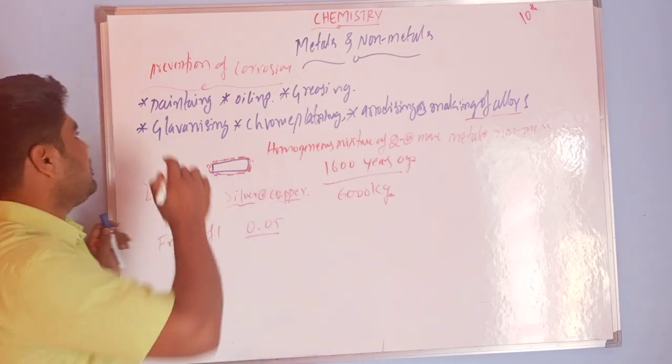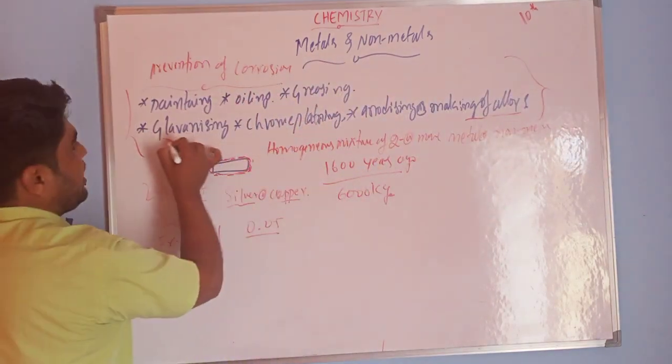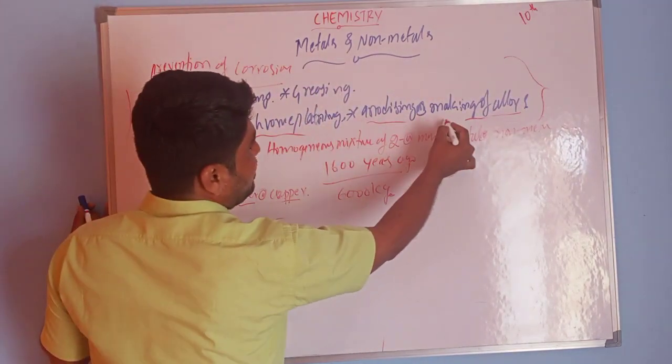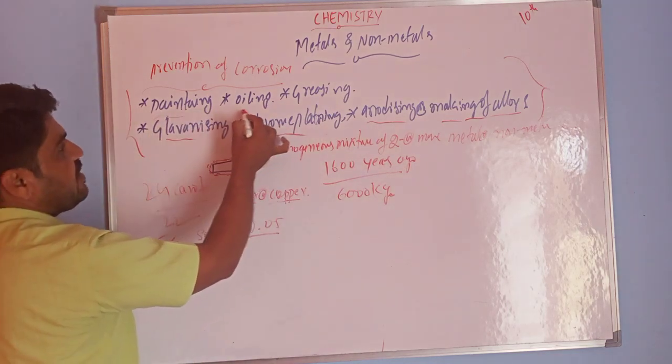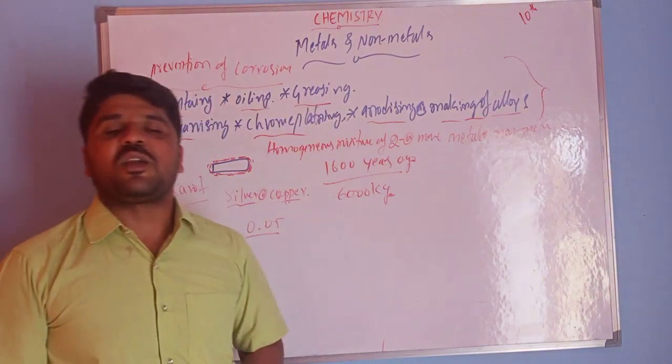So you have to remember these points. Galvanization, chromoplating, anodizing, making of alloys, painting, oiling, greasing. These are the prevention methods of corrosion.